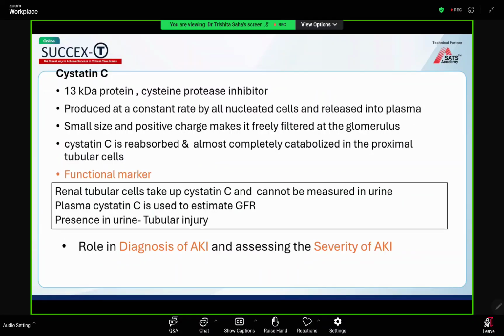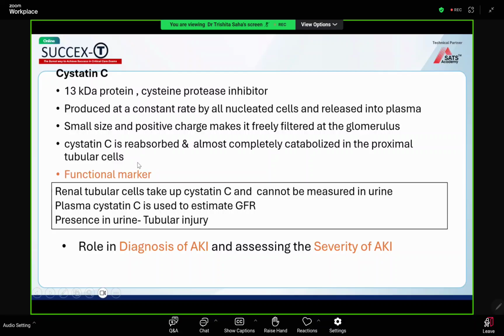Then comes cystatin C. It is a 13 kilodalton cysteine protease inhibitor protein, produced at a constant rate by all nucleated cells and released into plasma. Its small size and positive charge make it freely filtered at the glomerulus. Cystatin C is reabsorbed and almost completely catabolized in proximal tubular cells.